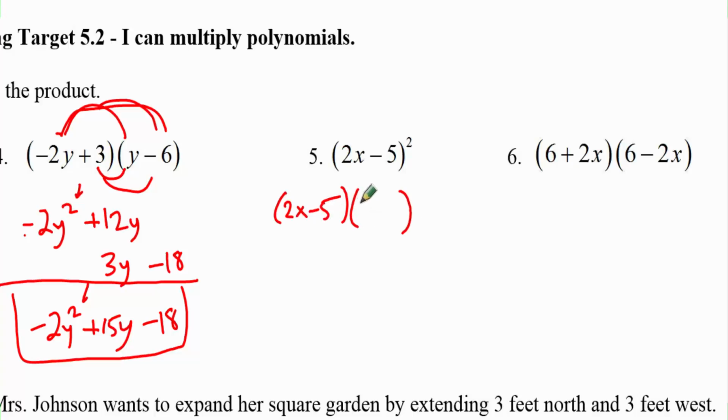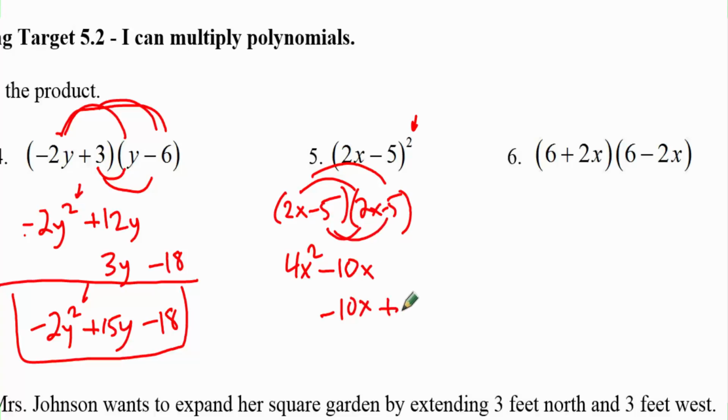2x minus 5 times another 2x minus 5. Usually people do well with this in this chapter, but a lot of times people forget that when you have something squared, it means you have to take it times itself. Once you do that, it's exactly like the first problem. You distribute this in, makes it 4x squared. 2x times negative 5 makes negative 10x. And then you multiply the negative 5 in. Sorry, 5 times negative 5 times 2 is negative 10x. And then negative 5 times negative 5 is positive 25. So 4x squared minus 20x plus 25.